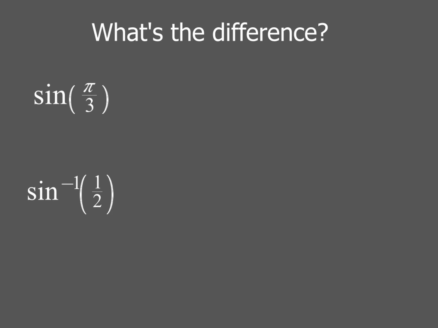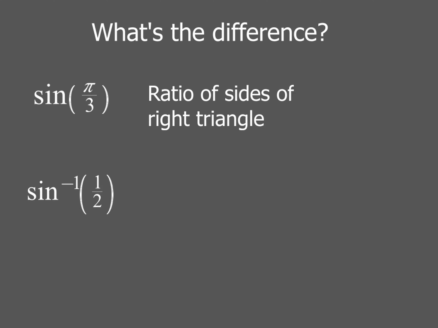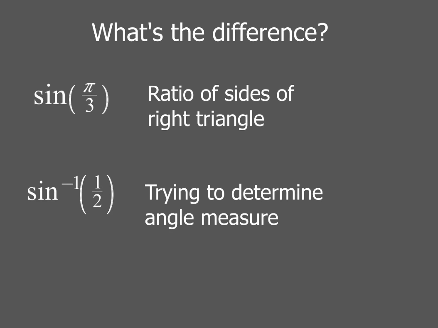Now again, we've got to remember what the difference is between these types of functions, what they're asking for. In the first one, sine of pi over 3, that asks us to go ahead and give a ratio. The answer we get is going to represent the ratio of two sides of a right triangle. Whereas if we have an arcsine on the outside, that's where we're trying to determine the angle measure.